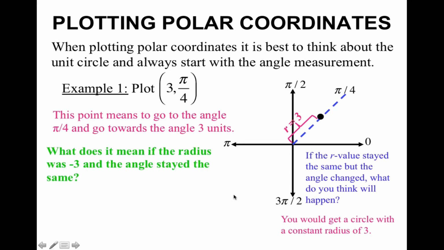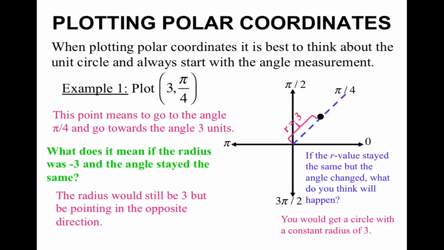Now, what does it mean if the radius was -3 and the angle stayed the same? Well, the radius would still be 3, but be pointing in the opposite direction. So that means that I would be standing here instead of right here. Still have a radius of 3. I am just now in the opposite direction. And of course, this is at the angle 5 pi over 4.